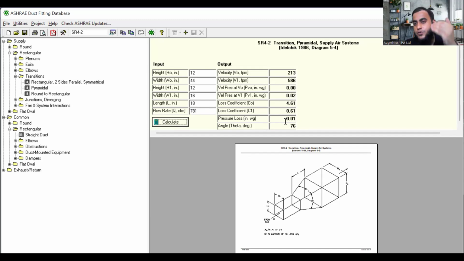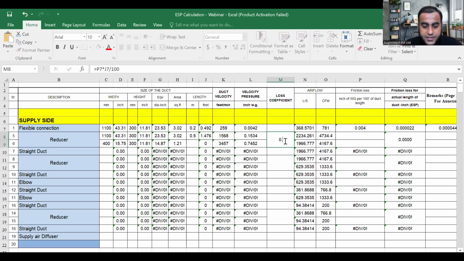Otherwise, by using that formula, C into velocity pressure. So loss coefficient value. What is the loss coefficient value we have got here? Because this is after reducing the width, W1 H1, so you have to see the C1 value. 0.61. Can you see the loss coefficient value? So this value, you have to come here in the Excel sheet and write down 0.61. So now as per that, you will get the value. But this value is correct.